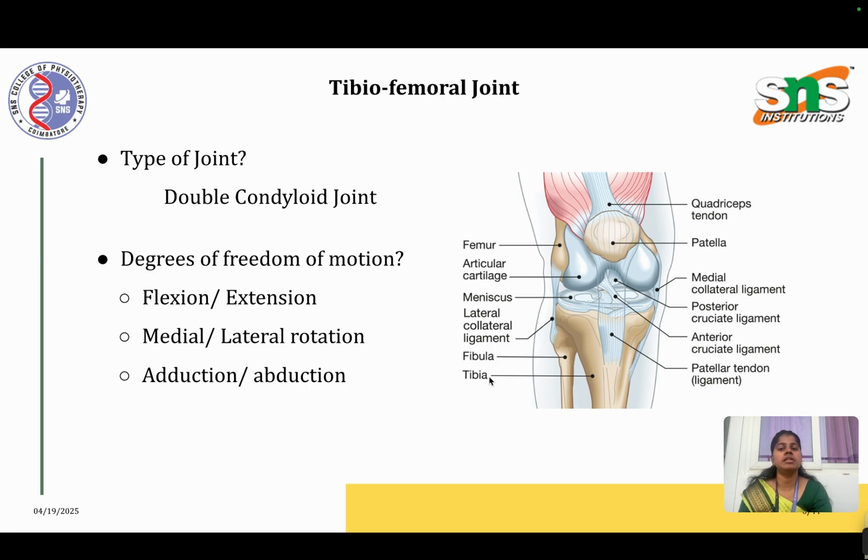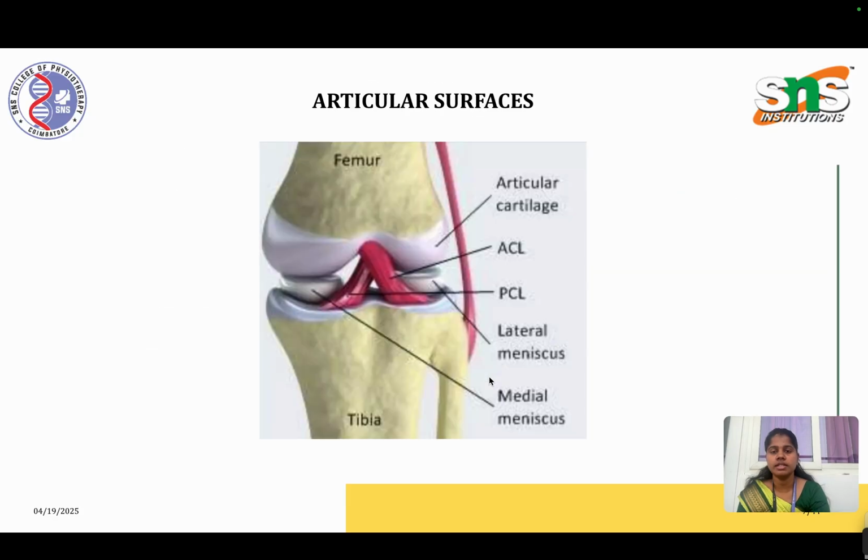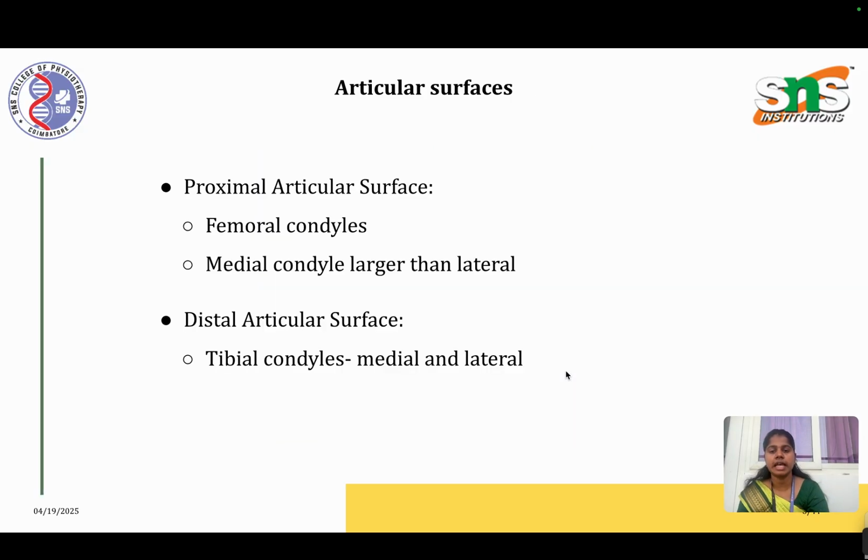Type of joint: the type of joint is a double condylar joint. Degrees of freedom of motion, as we all know, are flexion, extension, medial and lateral rotation, adduction and abduction of the knee joint. And these are the articular surfaces, which comprise articular cartilage, ACL, PCL, lateral meniscus and medial meniscus, as we saw in the first slide.